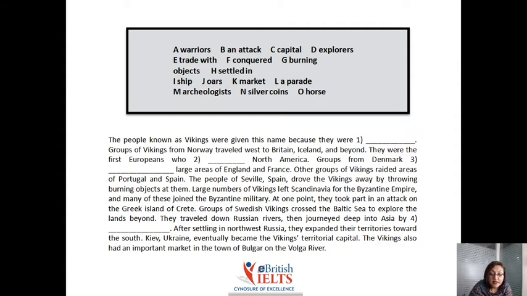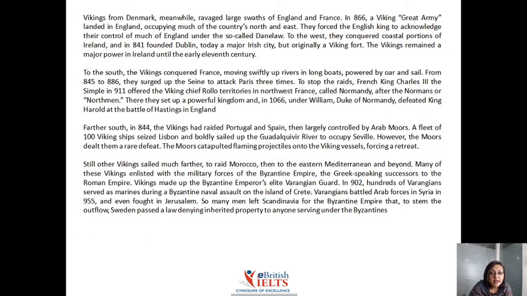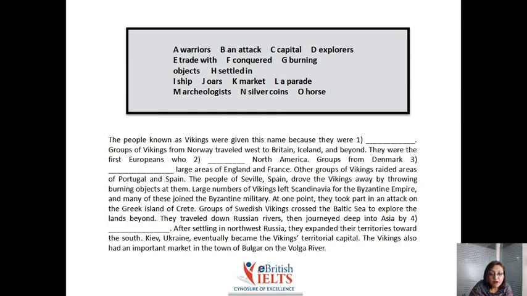Now since I did not find a word that fits into the gap and has a close synonym in the passage, I'm cross-checking once again over here. What follows after the gap is large areas of England and France. Let us go back to the text. It says they ravage large swaths of England and France, which means large expanses or large areas, which is an exact match for what follows after gap number 3, large areas of England and France.